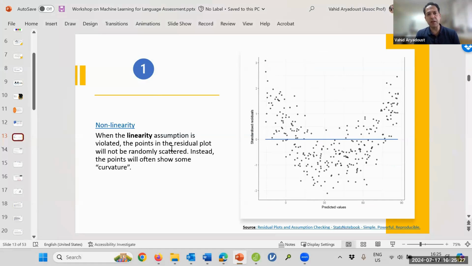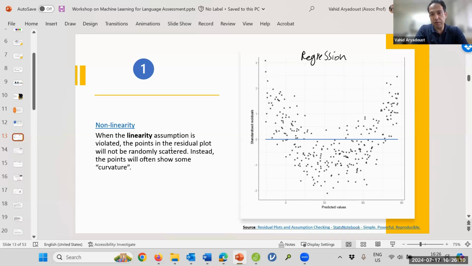Okay, the first assumption is linearity. As I mentioned before, linearity is one of the important assumptions of linear regression, but it's not an assumption of machine learning, especially neural networks, artificial neural networks. There are different ways of making sure that your data is linear and there are no curvatures. One of the useful ways is to create this plot. This is created in the regression menu itself.